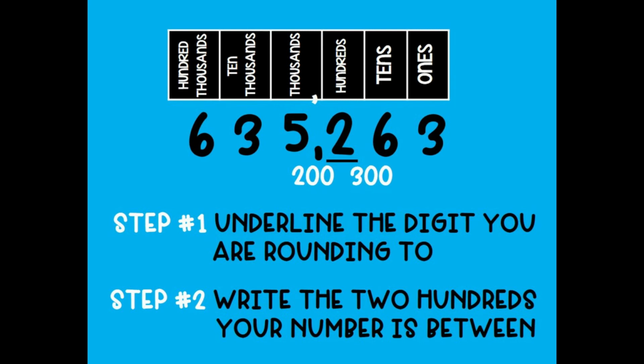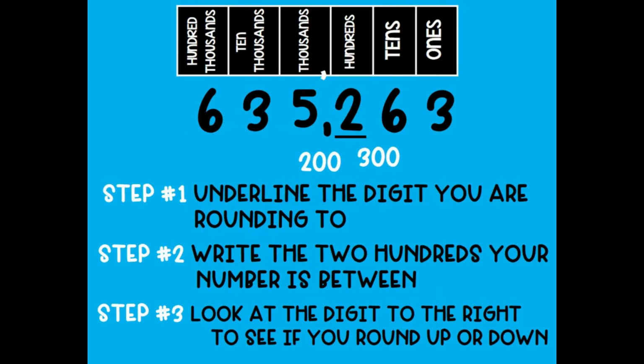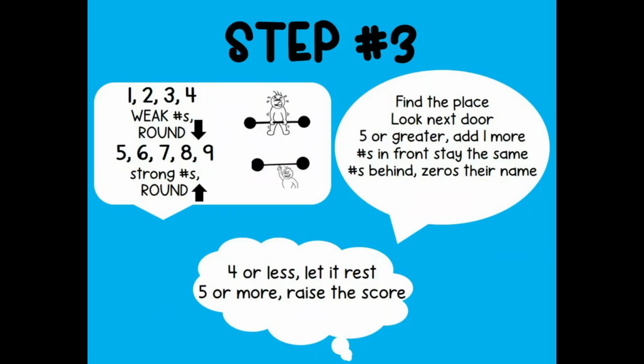There is a 2 in the hundreds place. The value of the 2 is 200. What comes after 200, counting by hundreds? 300. So the 200s are 200 and 300. These are the numbers we round to. Step 3. Look at the digit to the right. Here are the sayings that may be helpful in rounding.